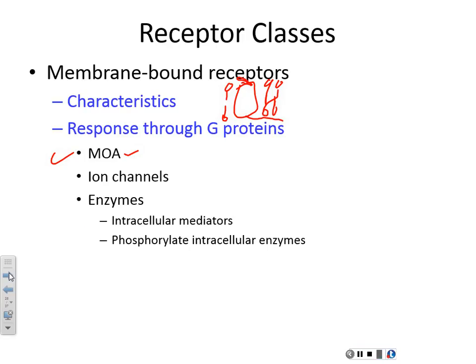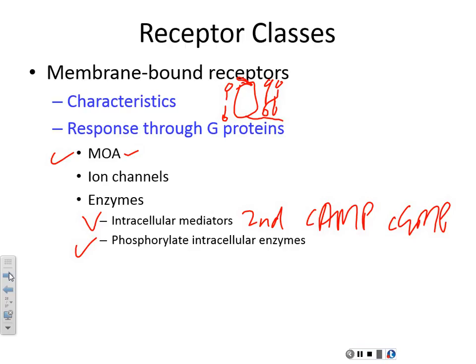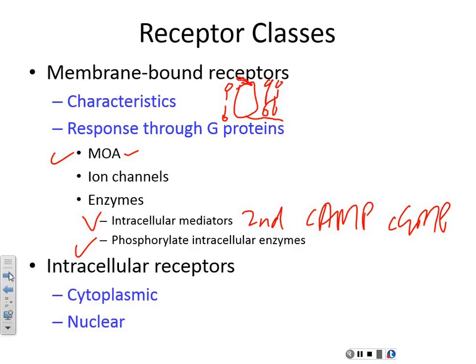So the intracellular mediators are also called second messengers, like cyclic AMP, cyclic GMP, guanosine monophosphate, all those ones. And like I said, they can also phosphorylate other intracellular enzymes, and when they are phosphorylated, they become active. So you've got to know the mode of action of these water-soluble hormones, which is through G proteins. And then, of course, intracellular receptors.